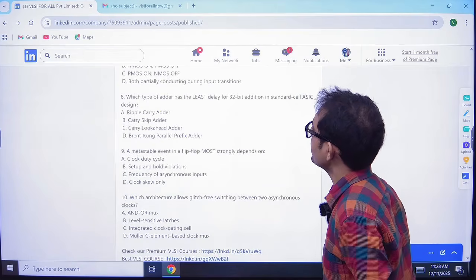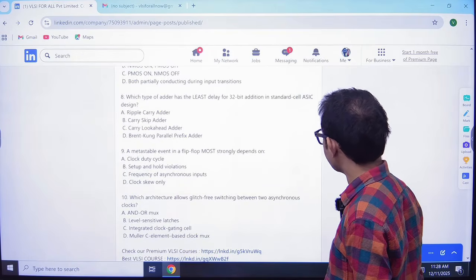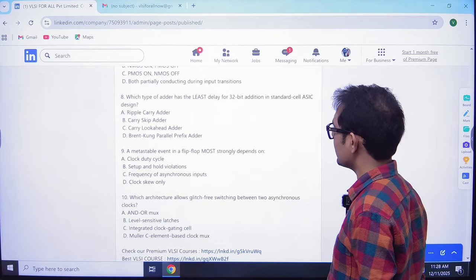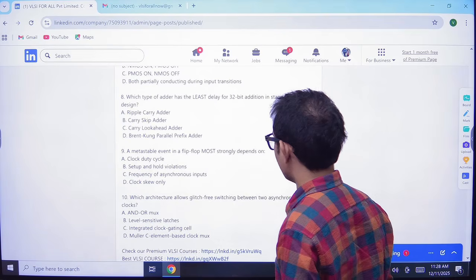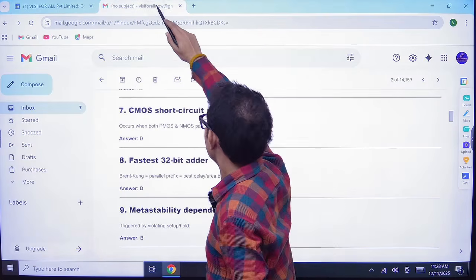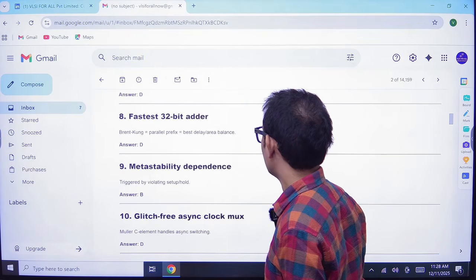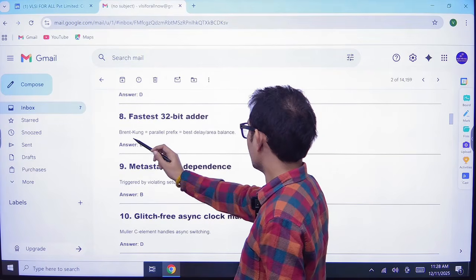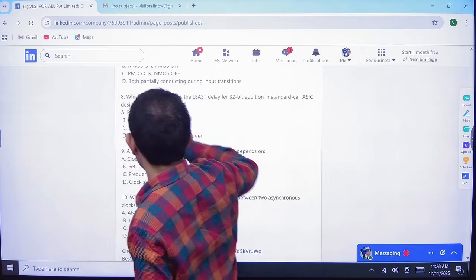Next: which type of adder has the least delay for 32-bit addition in standard cell ASIC design? Okay, which has the least delay? I guess C. Okay, D is just showing. Fastest 32-bit adder. Okay, the best answer is D. This is a new adder, I guess.